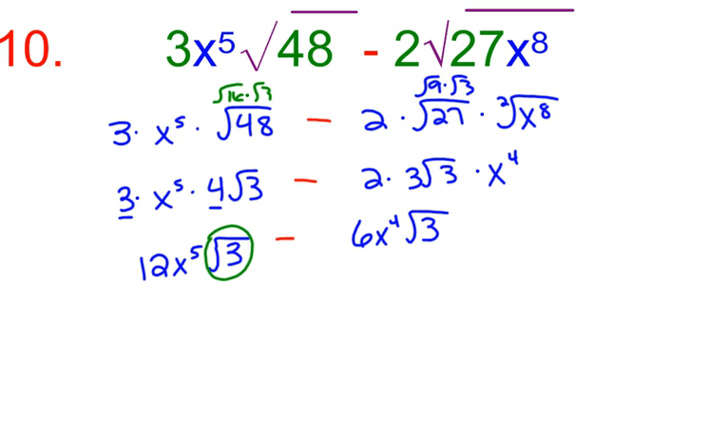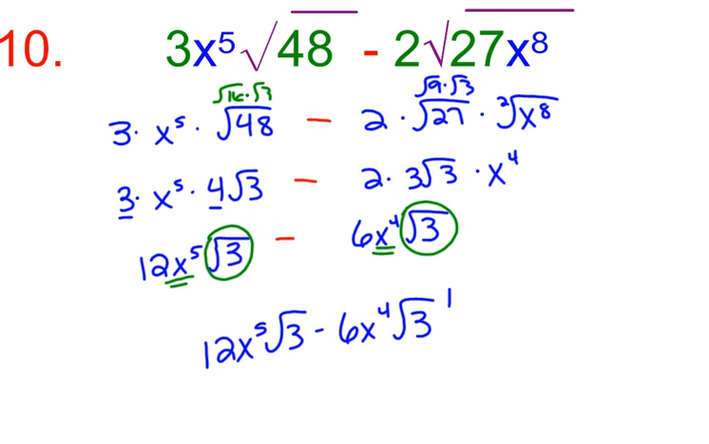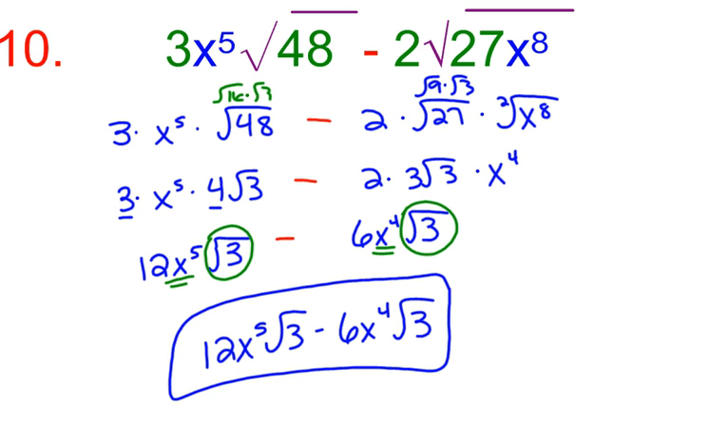Now when I look at this problem, I do see that I have the same root 3's, so that might make me think that they're like terms. But my variables have to be like terms also. They are not. X to the 5th is not the same as x to the 4th, so I actually can't subtract here. My answer is 12x to the 5th root 3 minus 6x to the 4th root 3. These are not like terms. So I wanted to show you this one so you realize it's not just the square roots that have to be the same, it's also the variables. Numbers are the only thing that could be different.